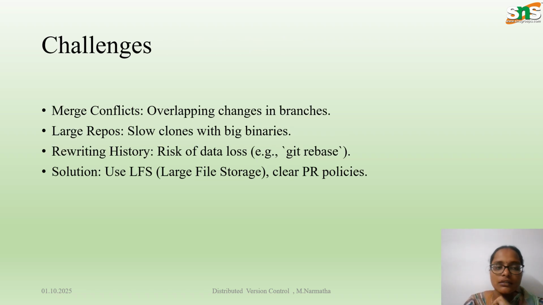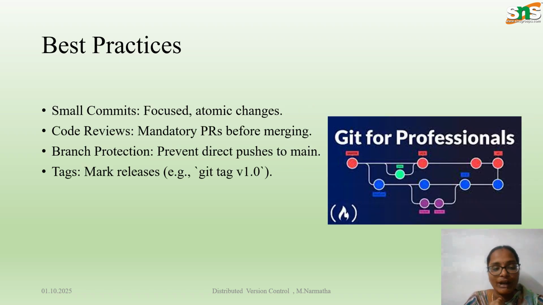The main challenges here: overlapping changes in branches. If you are changing something, it may overlap. Also, a cloning operation on big trees slows down the process. There is a data loss risk, and we also have to mention clear policies. If we don't mention clear policies, we have a problem.